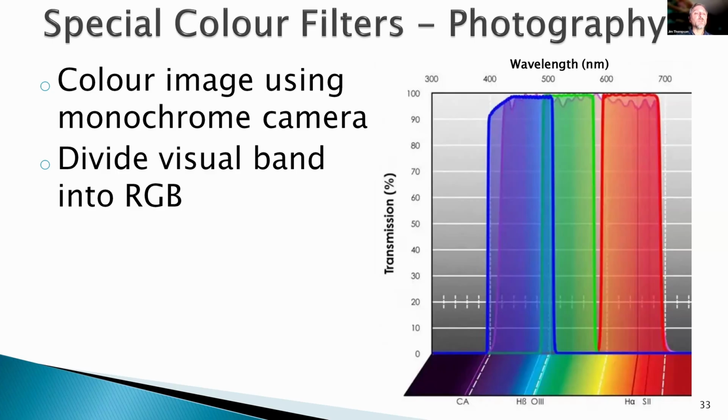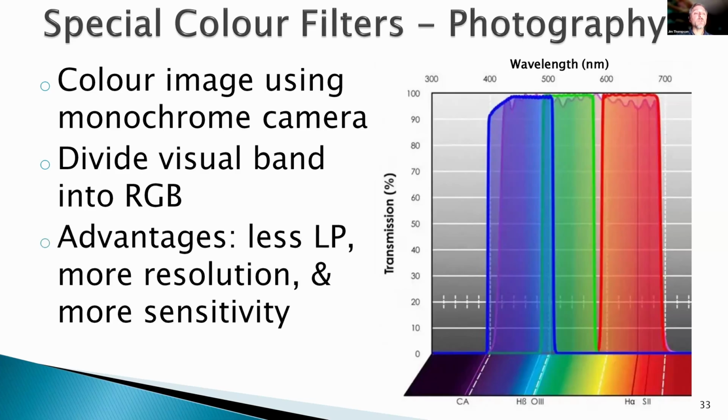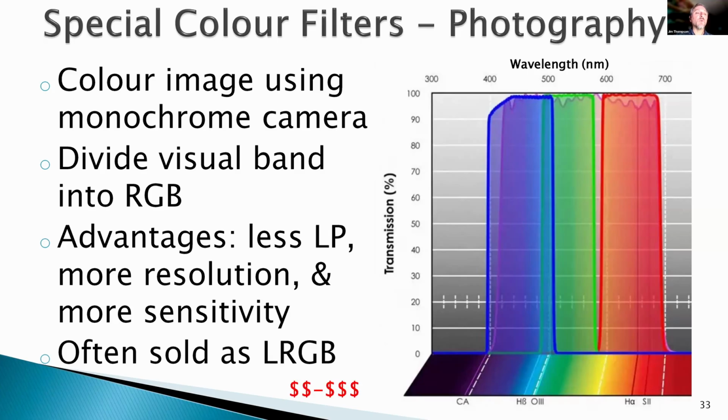There are a number of advantages to creating a full-color image in this way, as opposed to using a one-shot color camera. Light pollution is reduced. You take full advantage of the camera's resolution, and with no Bayer matrix, the monochrome sensor is more sensitive. These color filter sets are often sold along with a UV-IR cut filter, also called a luminance or L filter. Since they are all interference type filters, they tend to be more expensive than typical color filters.